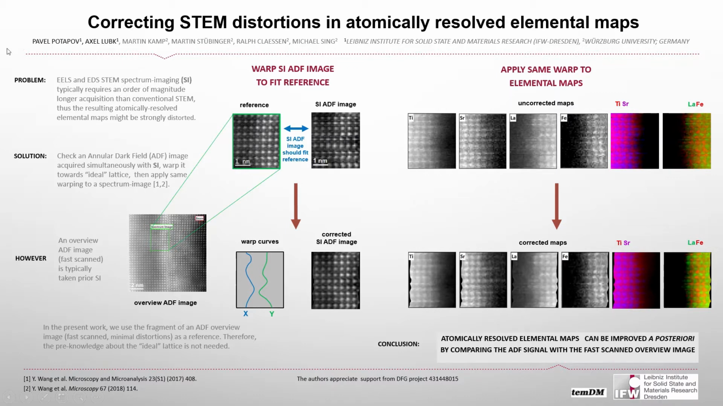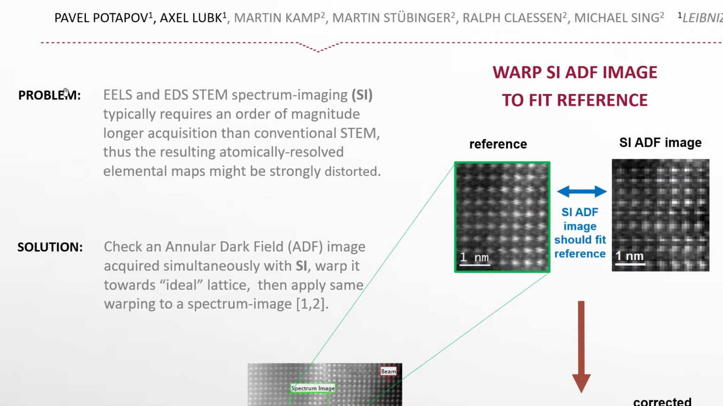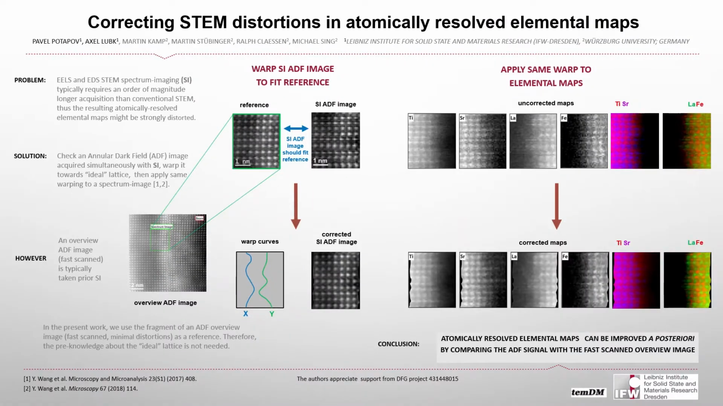But in the case of elemental maps, the problem is even magnified, because spectrum imaging, either with EELS or EDX, typically requires an order of magnitude longer acquisition time than conventional STEM. Therefore, if there are some instabilities in your system, they will be dramatically magnified in elemental maps. How to correct for that?